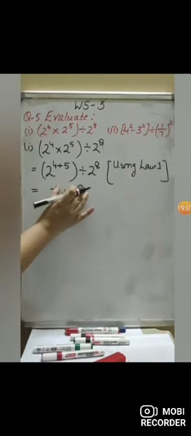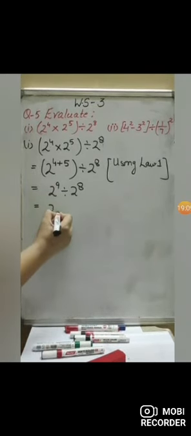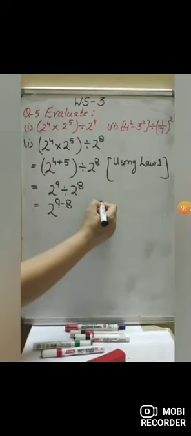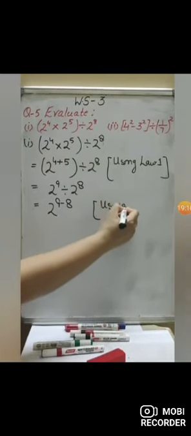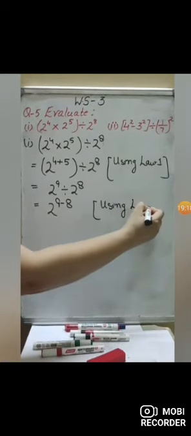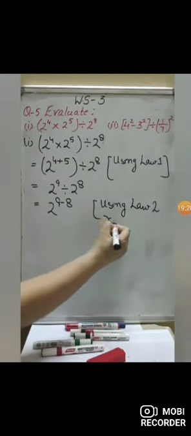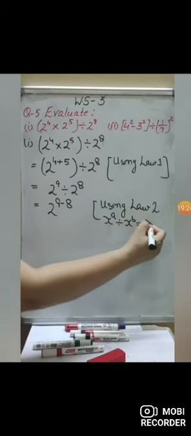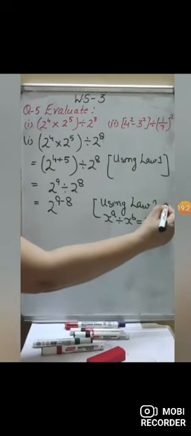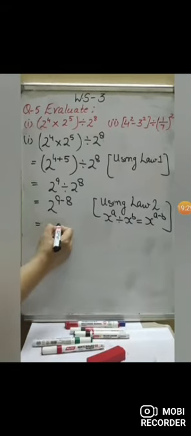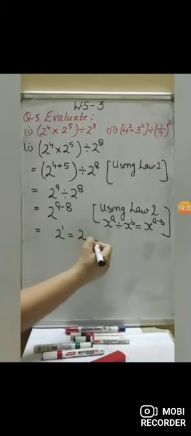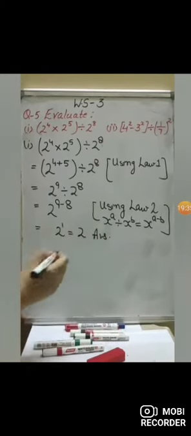Now again bases are same in case of division, then powers will subtract. It will be written as 2 raised to power 9 minus 8. Using which law? Using law 2. What was that? x raised to power a divided by x raised to power b is equals to x raised to power a minus b. So this is equals to 2 raised to power 1, or simply we write it as 2, which is the required answer.